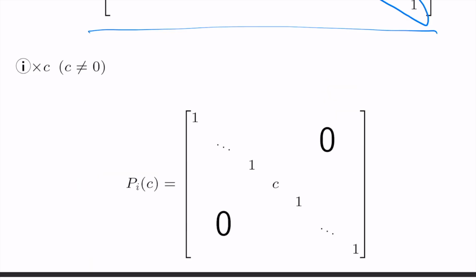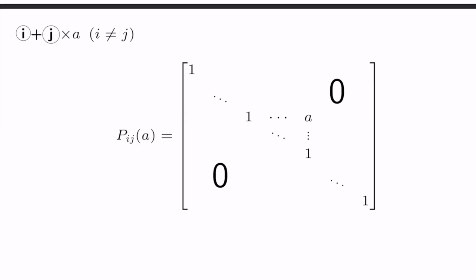And next is multiplying the ith row by some non-zero constant c. That matrix is denoted by Pi of c. So this is similar to the identity matrix, except that this element is c instead of 1. So this is the ith diagonal element of the matrix. Multiplying this matrix from the left will multiply the ith row of a matrix by the constant c.